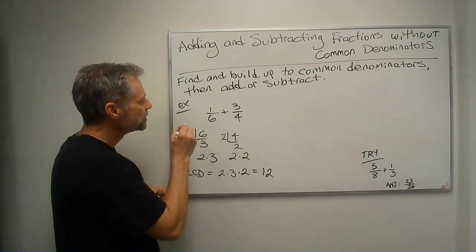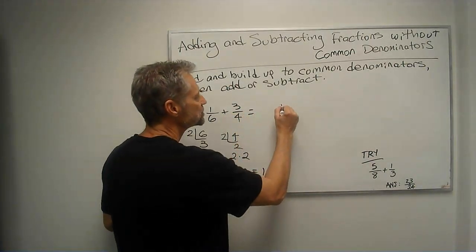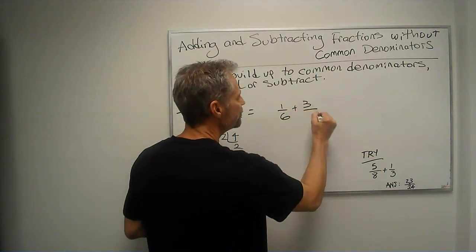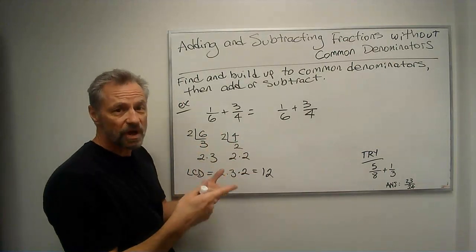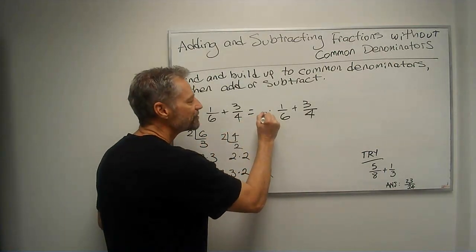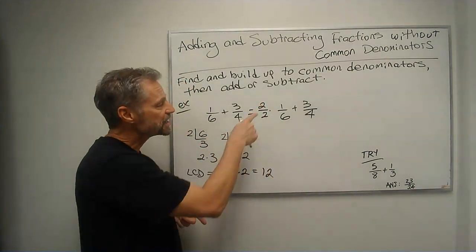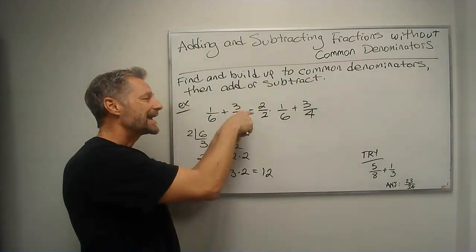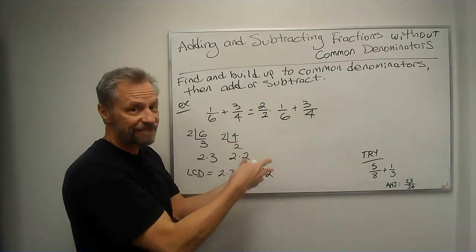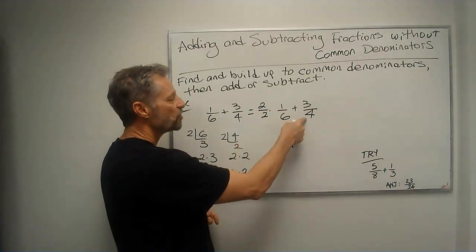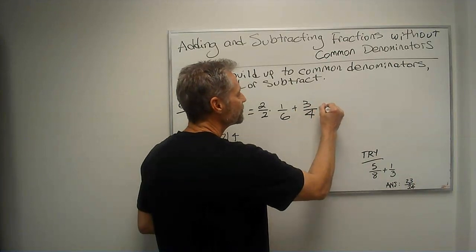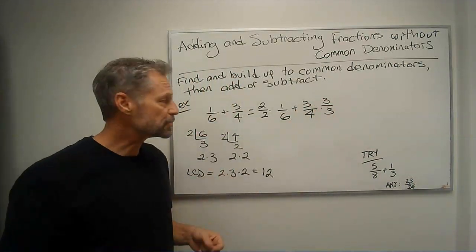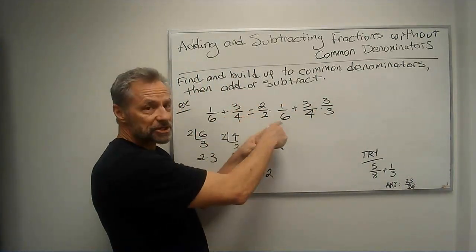to 12. Let's rewrite this 1/6 plus 3/4. To get that up to 12, I have to multiply by something that gets it to 12. Well, that's 2. Whatever I do on the bottom, I have to do on the top, because 2 divided by 2 is 1, and I can multiply by 1 without changing the value of the 1/6. Over here, to get it to 12, I need to multiply the 4 by 3. Whatever I do to the bottom, I do to the top, same reason. Now I multiply straight across.